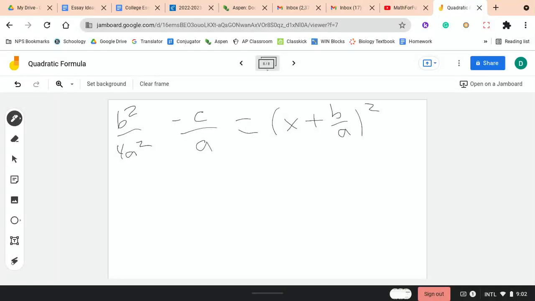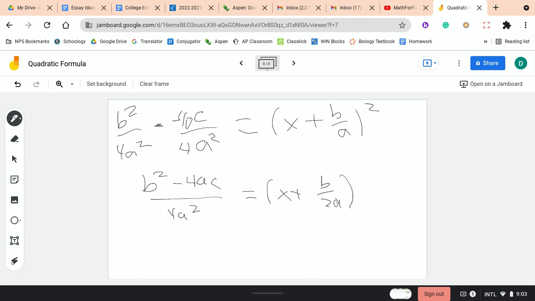On the right-hand side, I'm going to try and combine these fractions by forming a common denominator. If I multiply the numerator by 4a and the denominator by 4a, then the denominator becomes 4a squared, so we have a common denominator, and the numerator becomes 4ac. So I can combine these fractions like so, because they have a common denominator: b squared minus 4ac over 4a squared equals x plus b over 2a, squared.